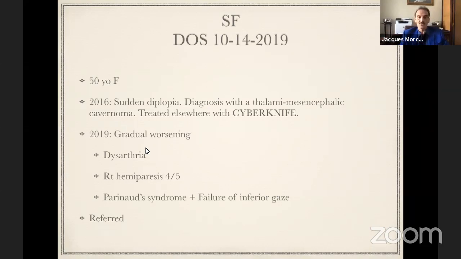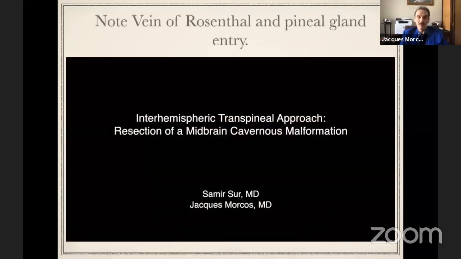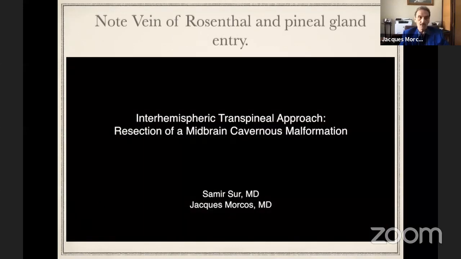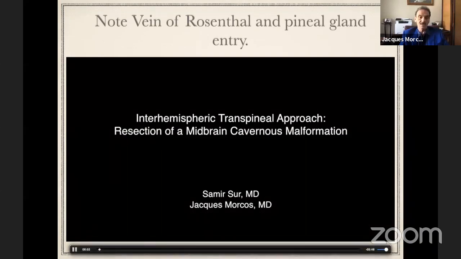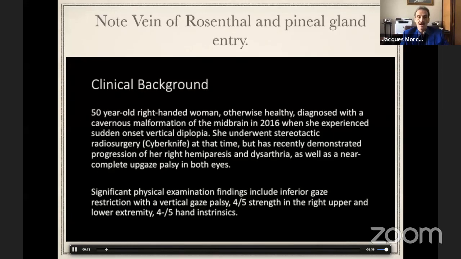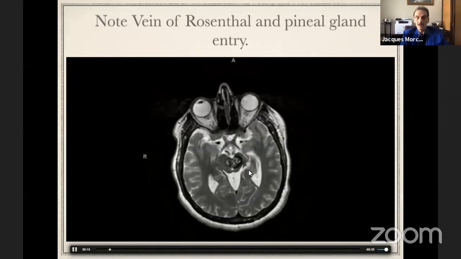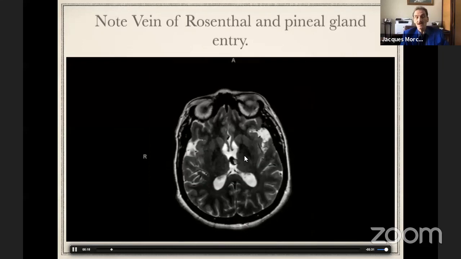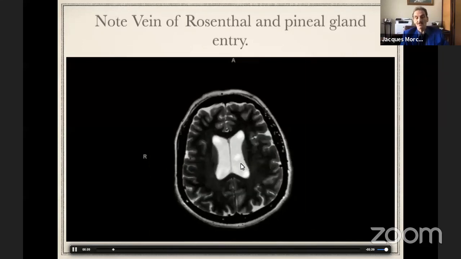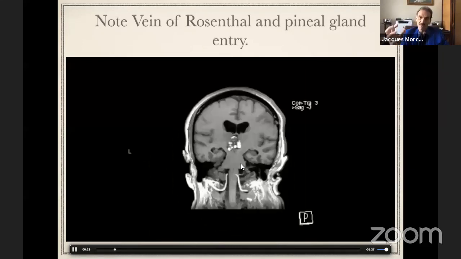She gradually worsened. Now in 2019, dysarthric right hemiparesis, Parinaud syndrome, failure of inferior gaze. She was then referred to me. I will show you the video of this. I want you to see in the video where the vein of Rosenthal is and how I enter the pineal gland to get to the lesion. I showed you the history. Let me show you. Here is a cavernoma. Can you imagine giving radiosurgery to this massive cavernoma in the middle of the brainstem?